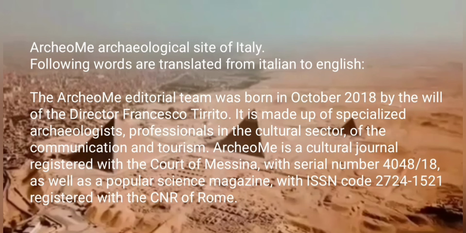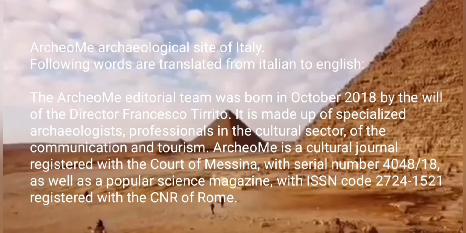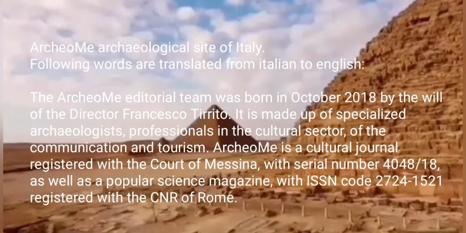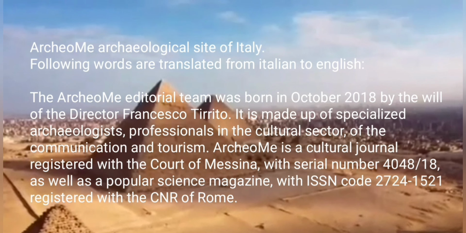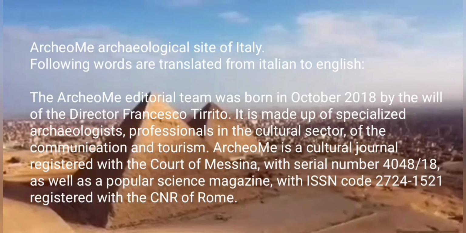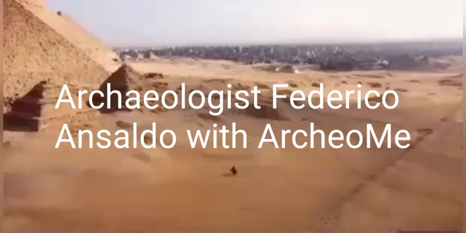"The Archeome editorial team was born in October 2018 by the will of the director Francisco Torito. It is made up of specialized archaeologists, professionals in the cultural sector of the communication and tourism. Archeome is a cultural journal registered with the court of Messina with serial number," and it lists the serial number there, "as well as a popular science magazine," and it lists the codes there, and it's registered with the CNR of Rome. So that's the source, as archaeologists like him.